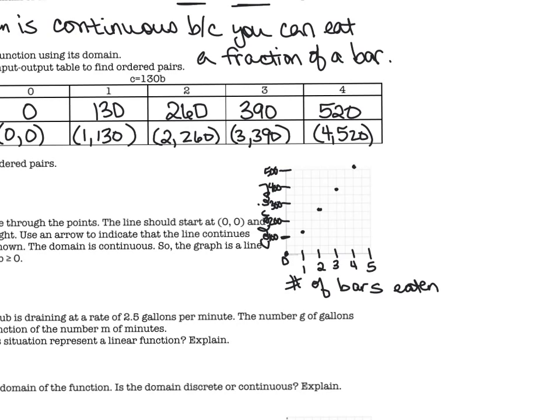So because this is continuous data, we can connect these to make a straight line. And if you eat 2.5 bars, you can say, oh, my calorie count will be somewhere around, according to this graph, around 325. And if you were to plug that in, calories equals 130 times 2.5. If you were to put that into a calculator, you actually get 325, which the graph shows pretty accurately.